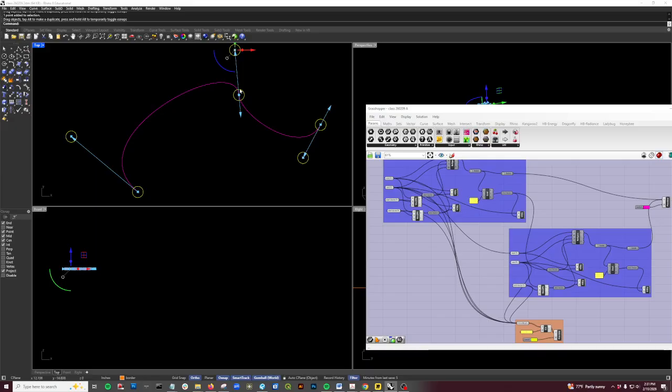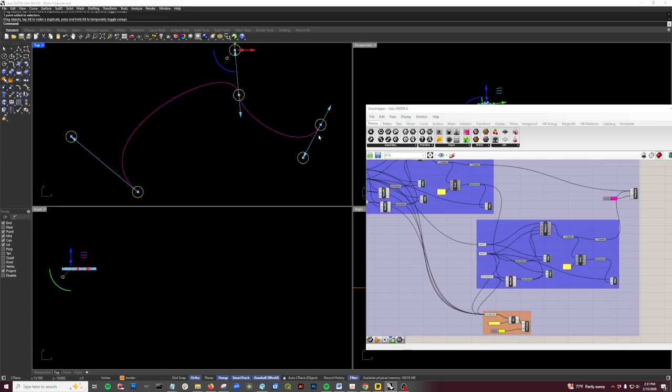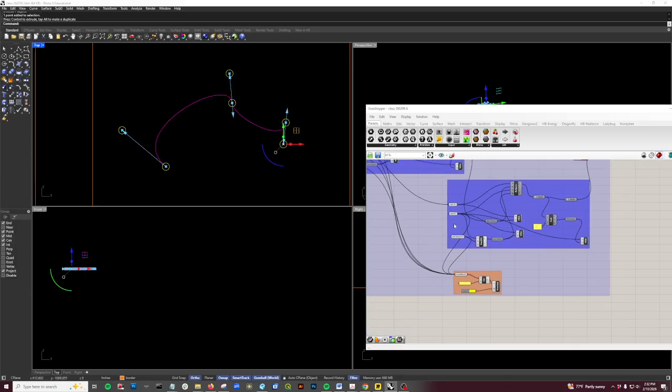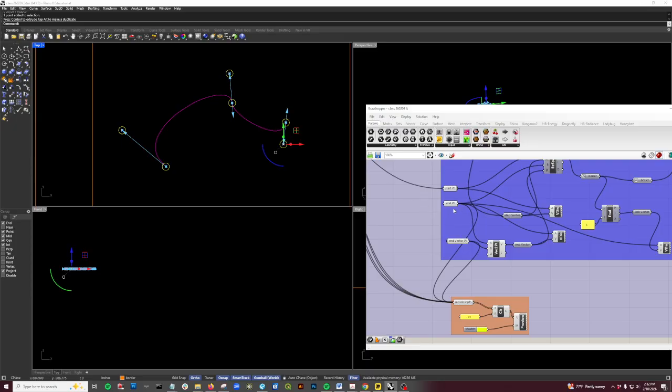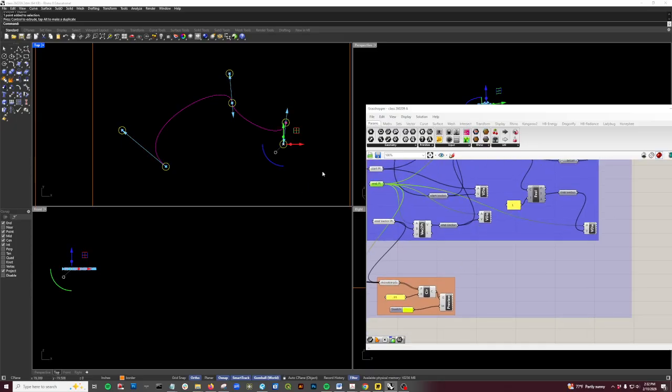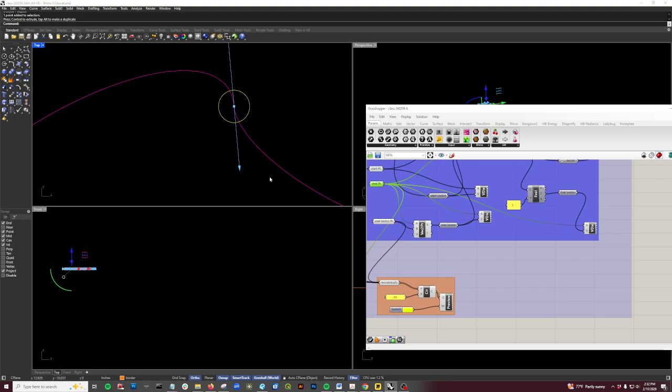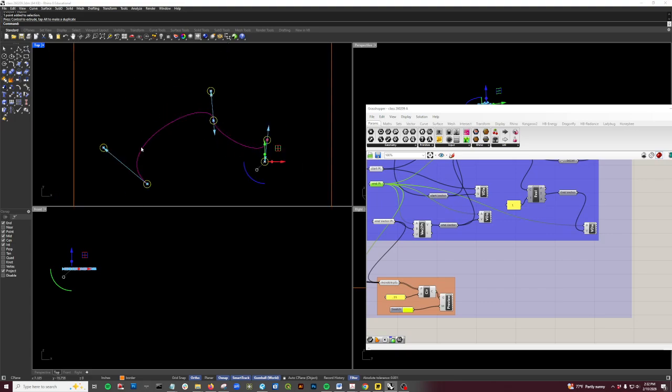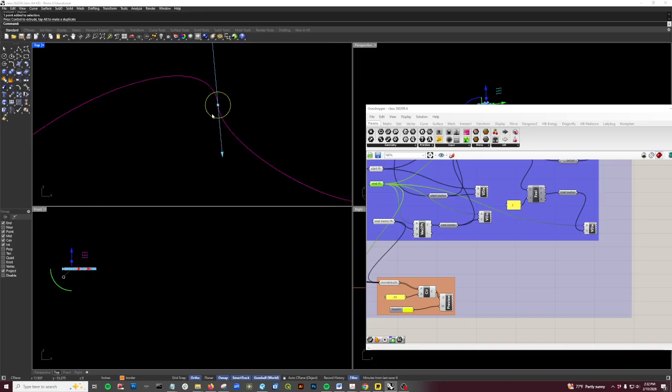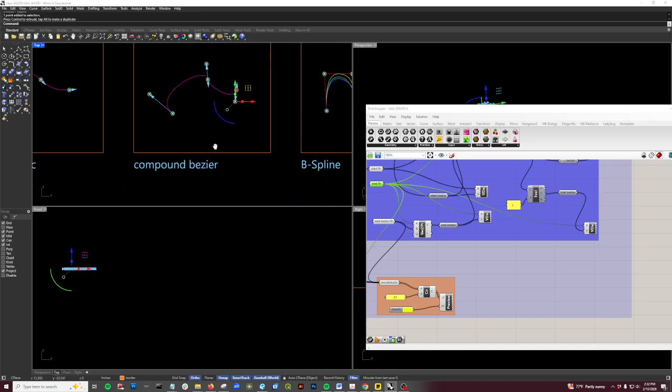So there you see. Here's one, here's the vector, that's the start point of the new curve. And then this vector here is the last input to the system, which is an end vector for the endpoint. And that gives you a Bezier curve, a compound Bezier curve with two segments with continuity right here.